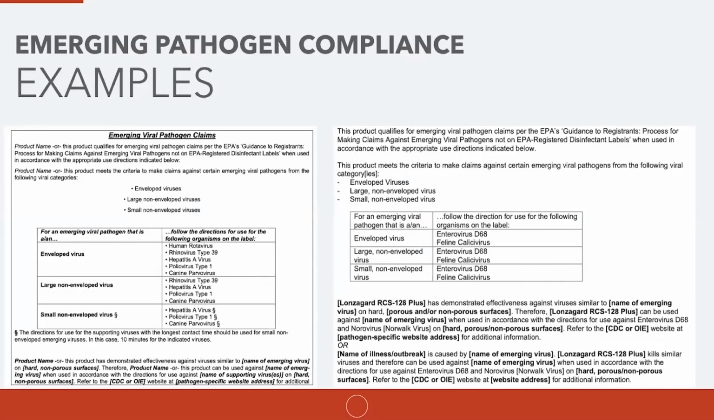Here we have two examples of emerging pathogen compliance guidance from master labels from two of the largest disinfectant manufacturers or producers in the country. On these sheets, you will see that in order to kill an enveloped virus, for the example on the left, your product has a human rotavirus, rhinovirus, hepatitis A, polio, or canine parvovirus claim. The example on the right identifies that it can be used in the presence of an enveloped virus because it has an enterovirus D68 claim and a feline calicivirus claim. These are just two examples of products today that have claims that should make us feel confident that we can assume they're going to be effective against COVID-19 on hard, non-porous surfaces.